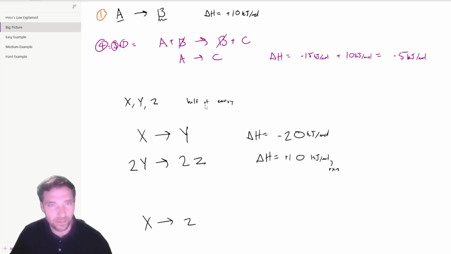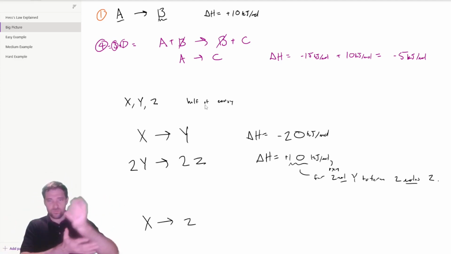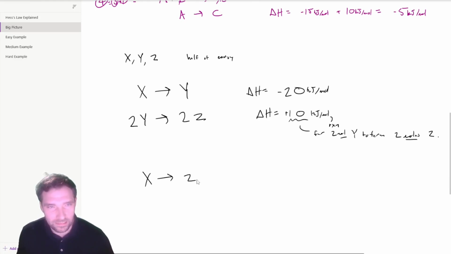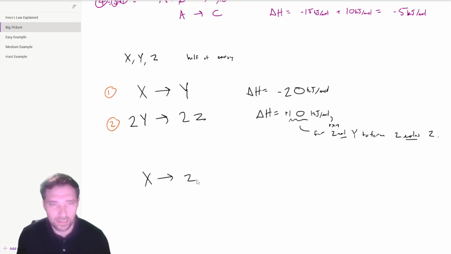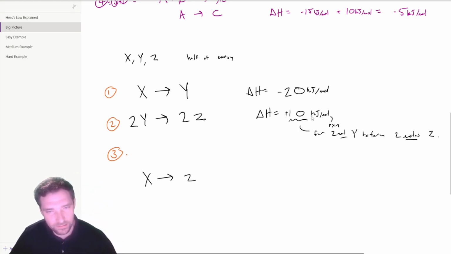So you can see that this value is for 2 moles of Y to form 2 moles of Z. So this is kilojoules per, actually, 2 moles of Y and 2 moles of Z, because that's the kilojoules for that reaction. So if we're trying to get to here, in a similar way, I'm going to call this line 1, I'm going to call this line 2, and I'm thinking that instead of working with line 2, I'm going to want to get half that value. So line 3 here is now going to be line 2 divided by 2.